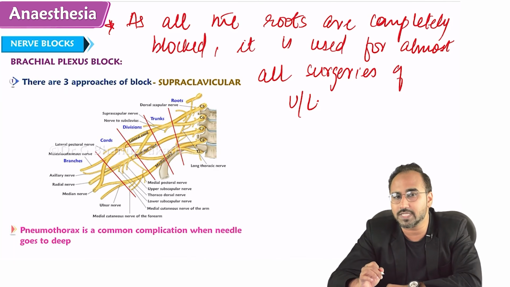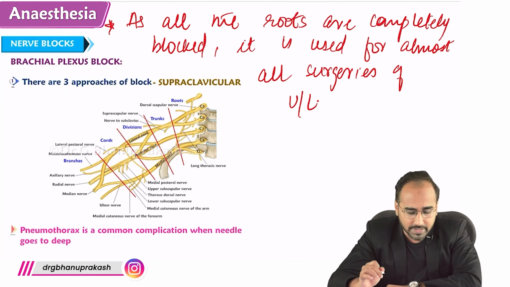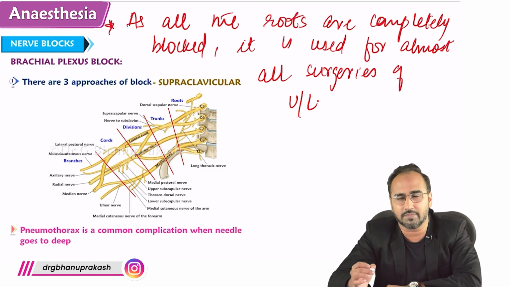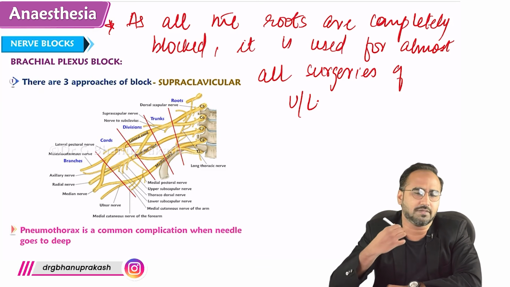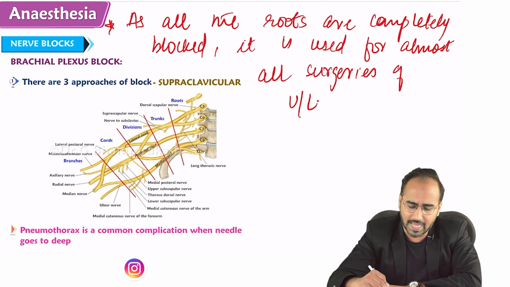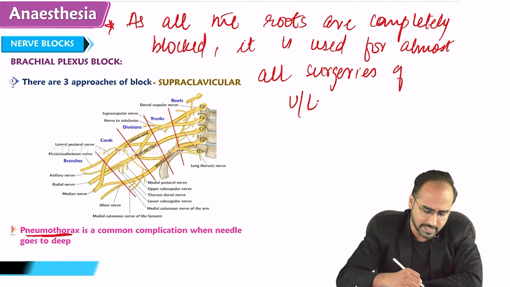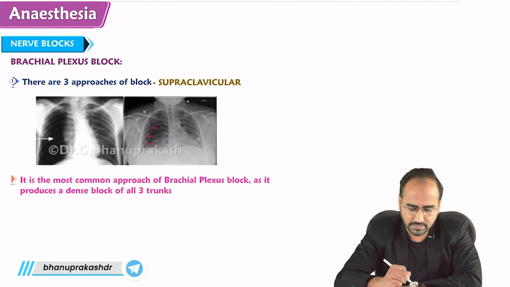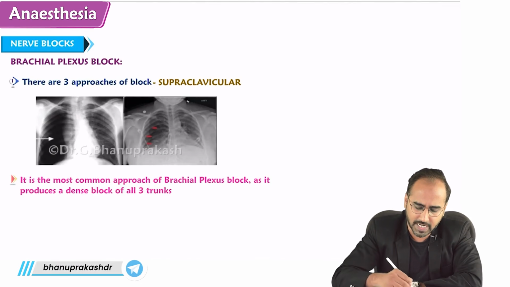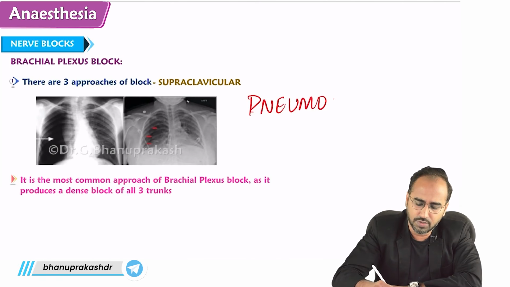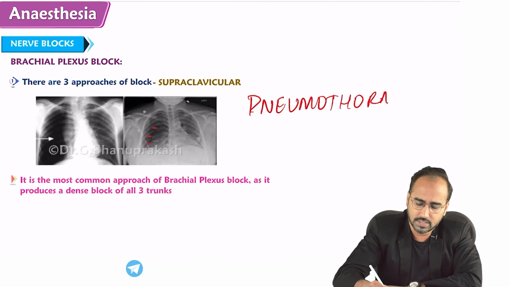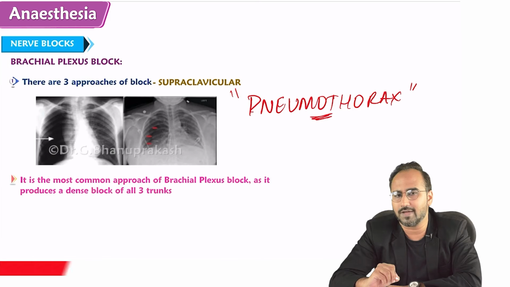Where are you introducing the needle? You are introducing the needle 1 centimeter above the midpoint of the clavicle. Sometimes your needle mistakenly touches the pleura. What will happen? The most common complication of the supraclavicular approach is what, guys? Pneumothorax. Pneumothorax is the most common complication of the supraclavicular approach.